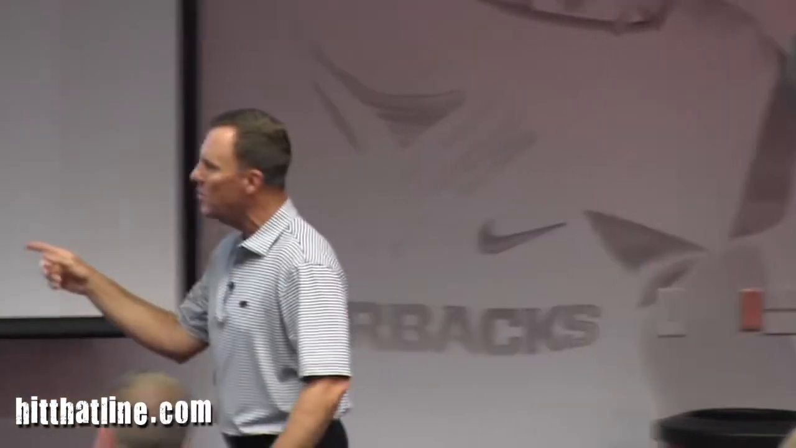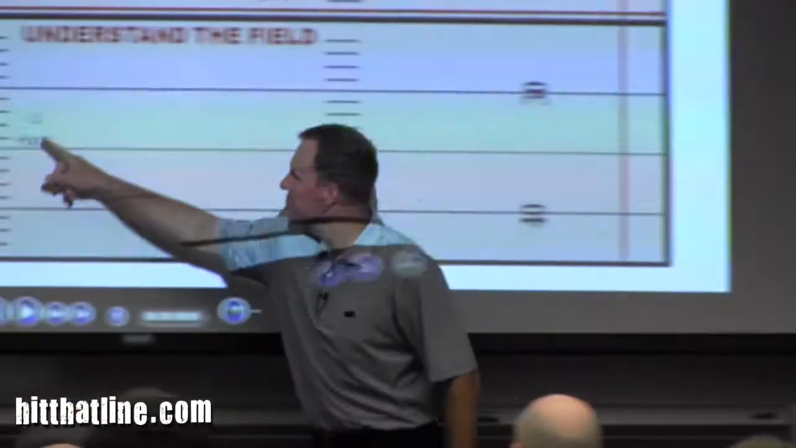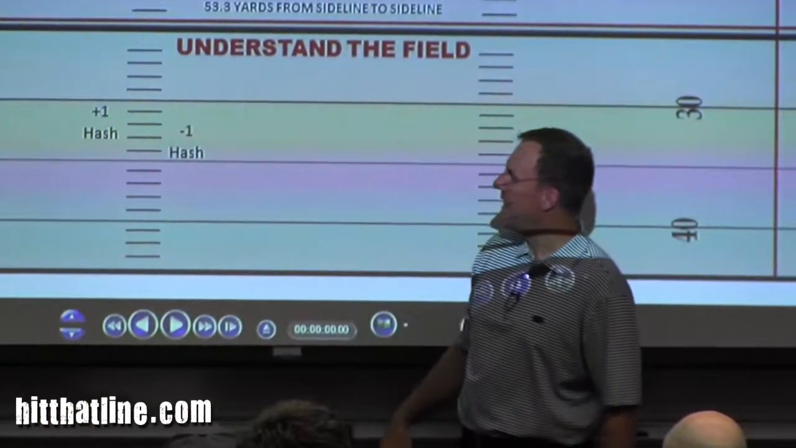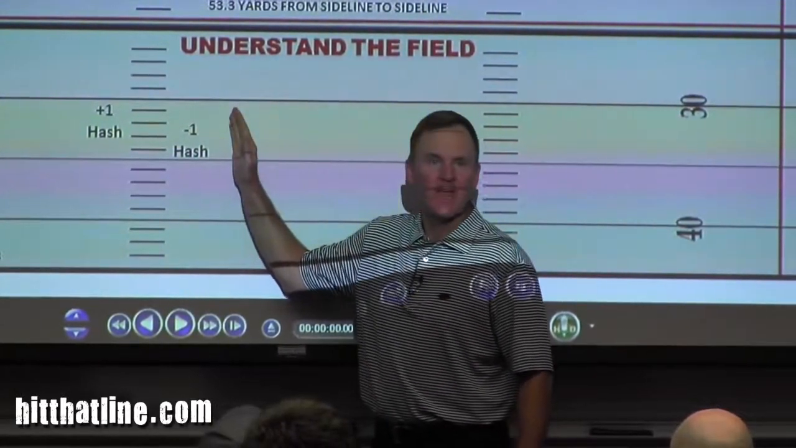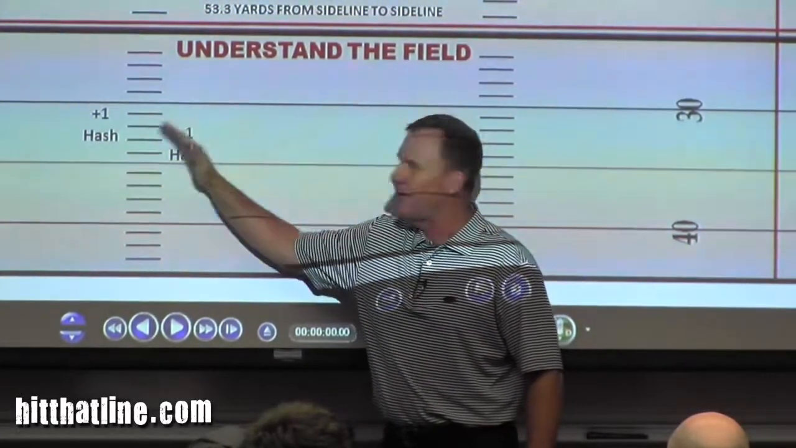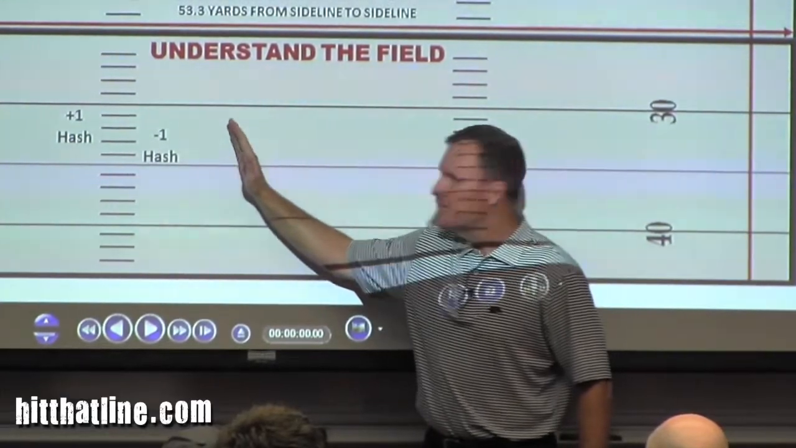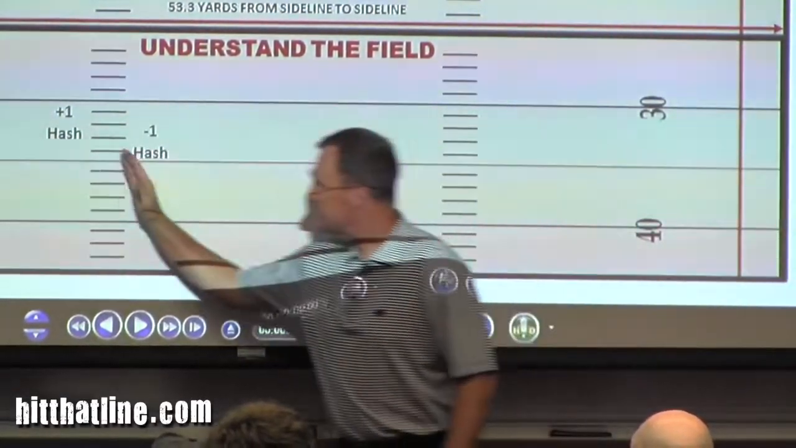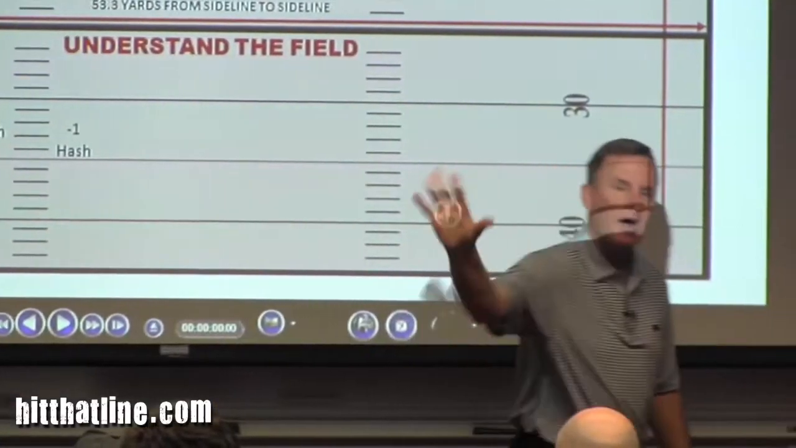So just like that, that's the way we communicate with these young men. They know, much like the numbers, if I tell you to line up -1 off that hash, you know you're inside that hash 1 yard. Or if I need you -4, then you're 4 yards inside. If I say plus off that hash, that means you're outside the numbers, or outside that hash.